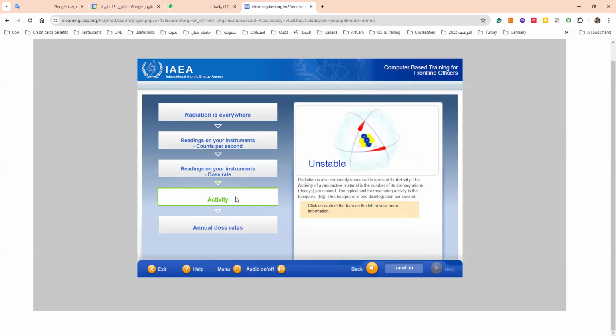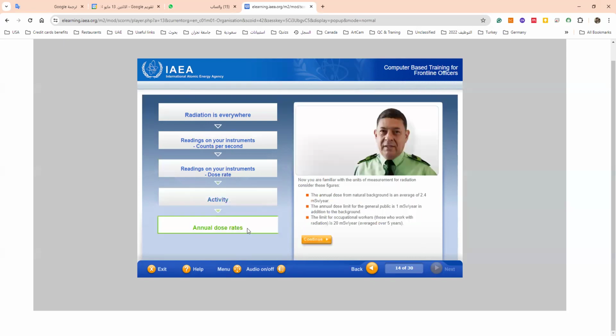Radiation is also commonly measured in terms of its activity. The activity of radioactive material is the number of its disintegrations per second. The typical unit for measuring activity is the becquerel. One becquerel is equal to one decay per second, or one disintegration per second.